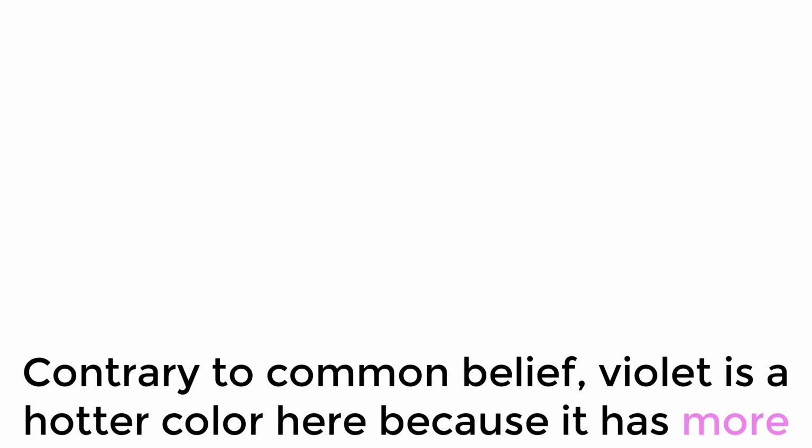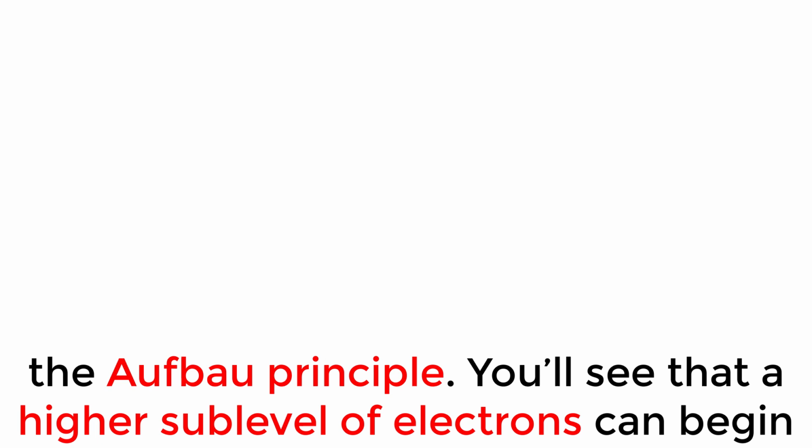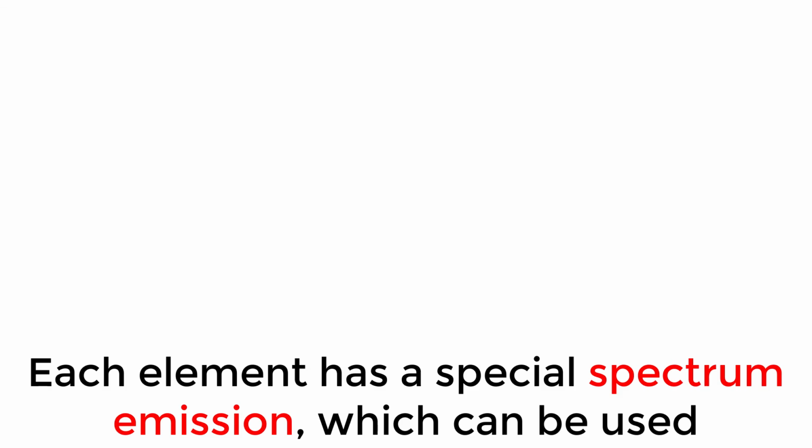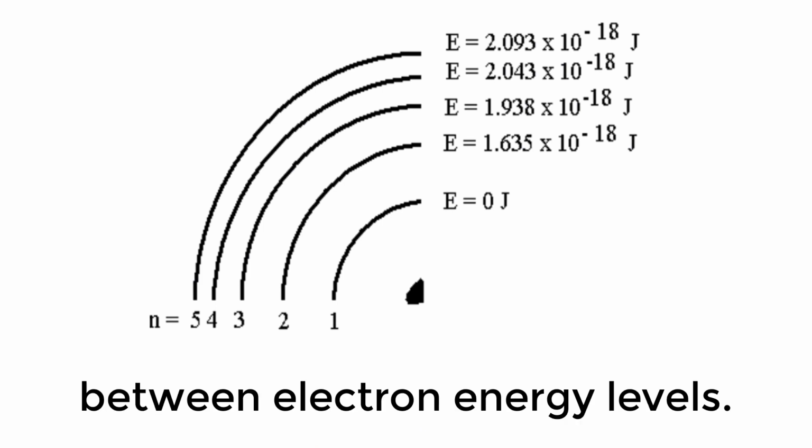Contrary to common belief, violet is a hotter color here, because it has more energy. In this excited state, the element's electron configuration does not follow the Aufbau principle. You'll see that a higher sublevel of electrons can begin before a previous one is completely finished. Each element has a special spectrum emission, which can be used to identify it. This is because every element has a different energy requirement to move between electron energy levels.